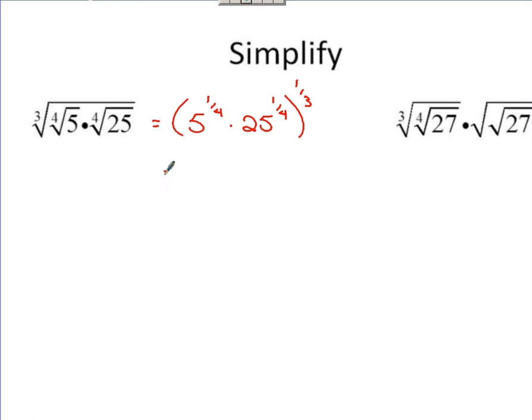Okay. Inside the parentheses, I'm multiplying a couple of exponential expressions. The bases are not the same. However, this 25, I could rewrite that as 5 to the second. If I make this 5 to the second power, that overall is being raised to the 1/4 power. Of course, that's being multiplied to the 5 to the 1/4, all of which is being raised to 1/3. So all I did there to change the problem was I changed the 25 to 5 to the second.